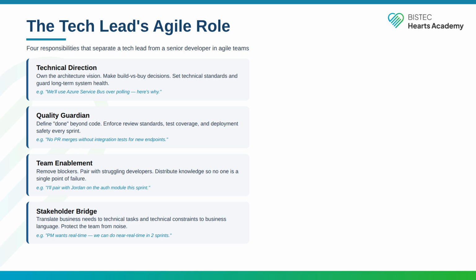Stakeholder bridge. You translate business needs into technical tasks and technical constraints into business language. When the product manager says, I want real-time updates, you say, we can do near real-time in 2 sprints or true real-time in 4. Here are the trade-offs. You protect the team from noise while keeping them connected to the purpose behind the work. Think about this. Which of these 4 roles do you think is hardest to get right? And which one do you default to naturally?